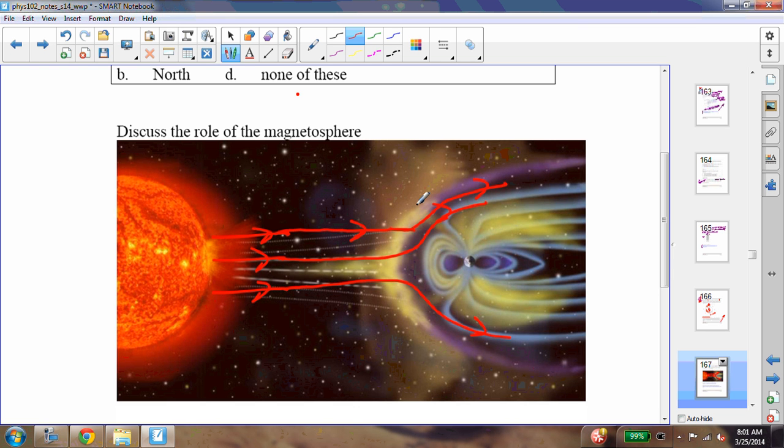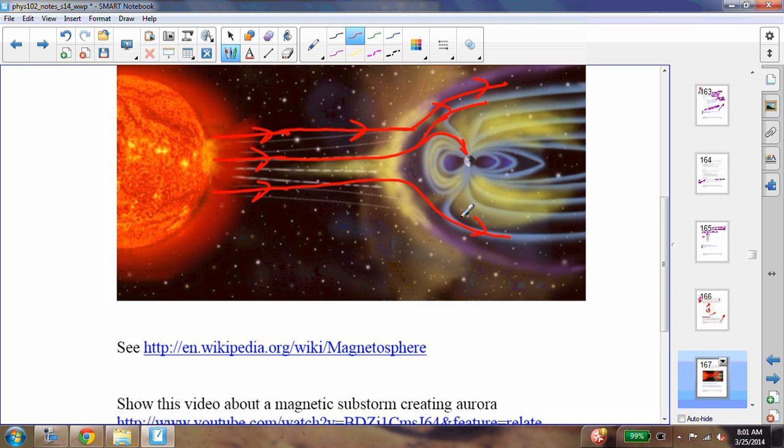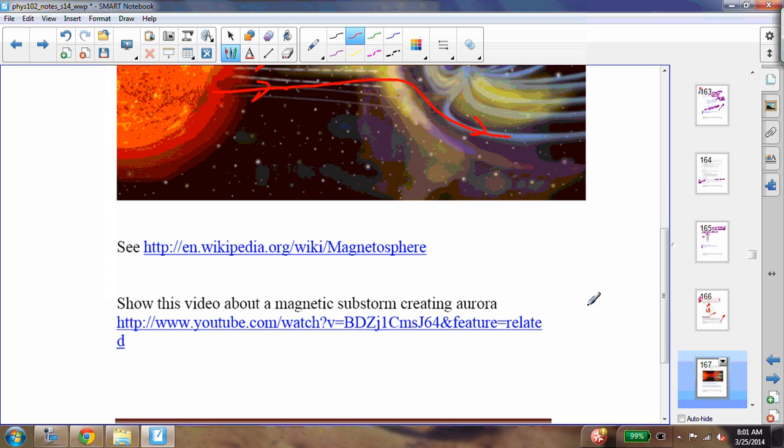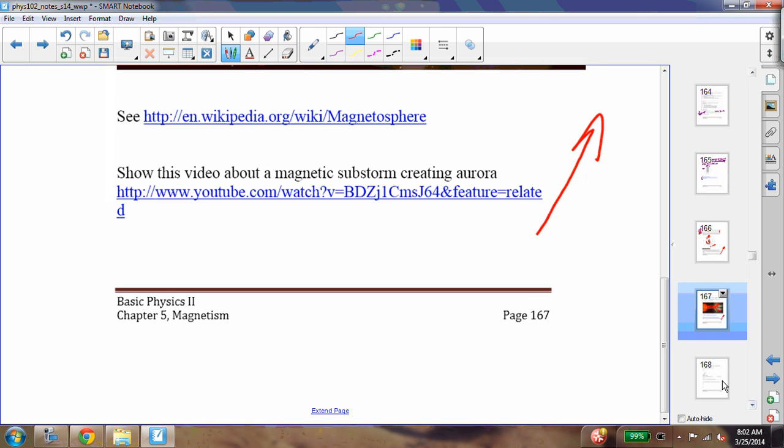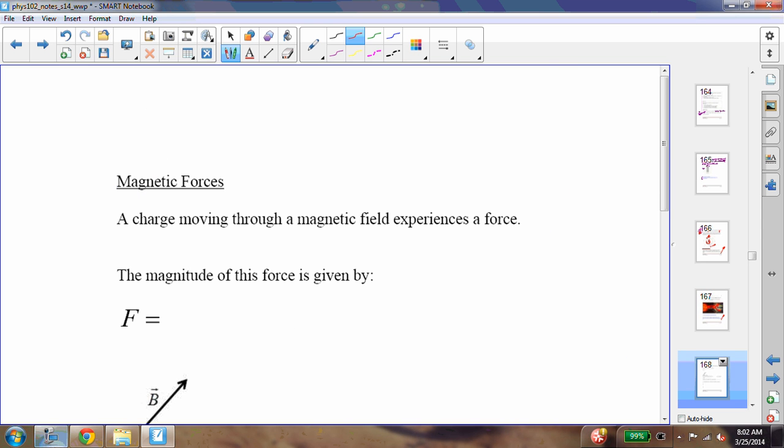We do get one phenomenon called the aurora borealis, and that occurs when a small portion of these charged particles get entrained into the magnetic field and deposit on the tops of the Earth on the north and south poles. And that generates this aurora borealis. I have another clip that I want to show you, this magnetic substorm which is creating this aurora borealis. And you can watch that here. All right, we will stop here and pick up a little later.